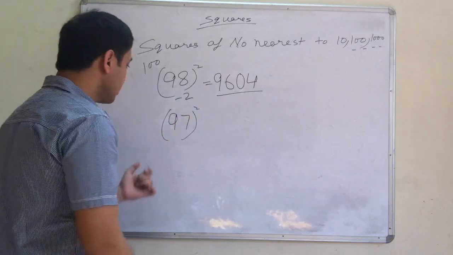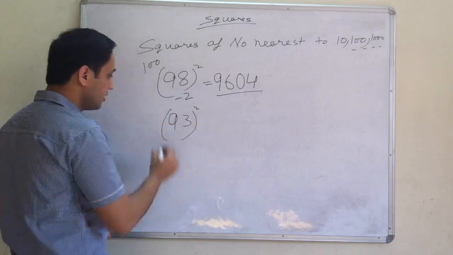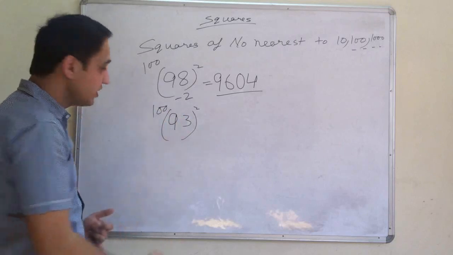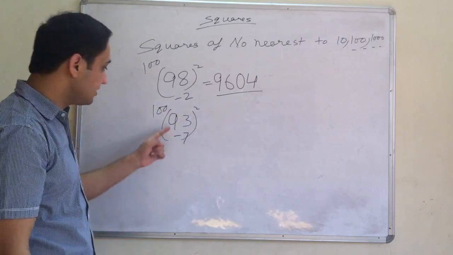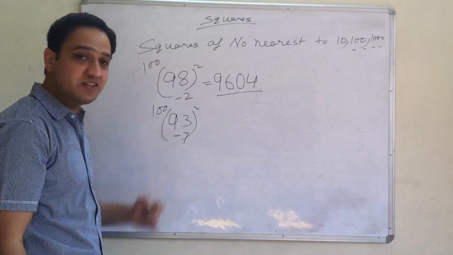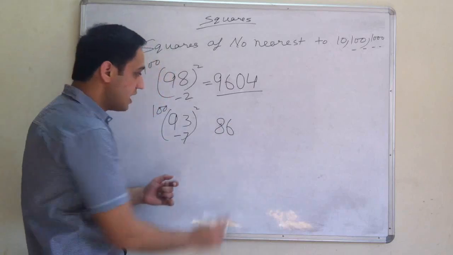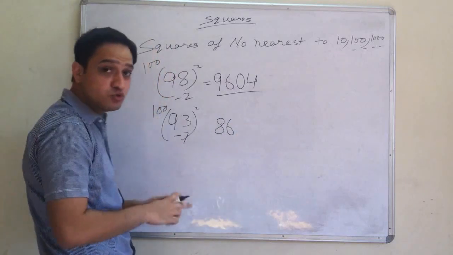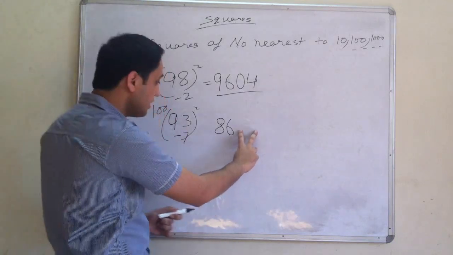97 square. So again I will take 93. So 93 square. I'll take 100 as a base. So 93 is 7 less than 100. If I subtract 7 from 93, the answer is 86. And I have to take 2 digits here because I have taken 100 as a base, which represents 2 zeros. So I have to put here 2 zeros.